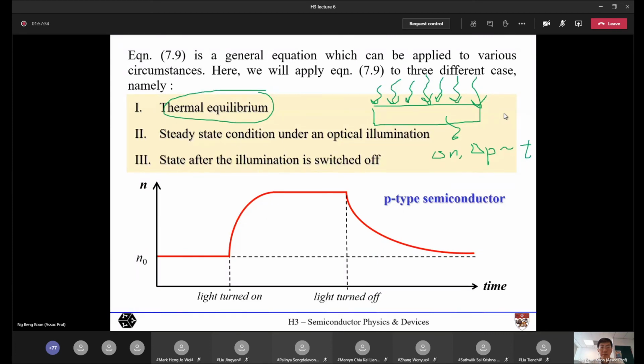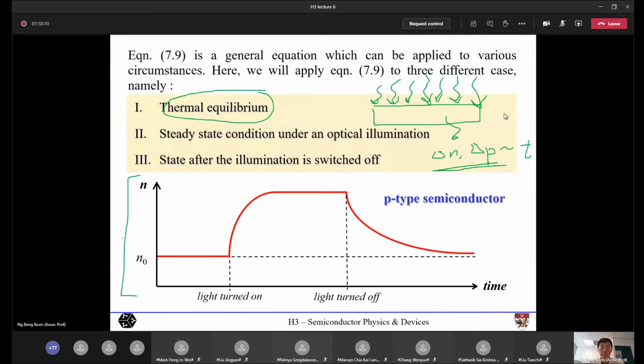Then the second condition is the steady state condition, where you shine light on a semiconductor and let it stabilize. Then how would your delta N, delta P look like? Then the last one is how delta N, delta P behave when you suddenly switch off the light to the semiconductor. So the result is, in fact, summarized here just to give you an overview. This is what we're going to discuss and derive.